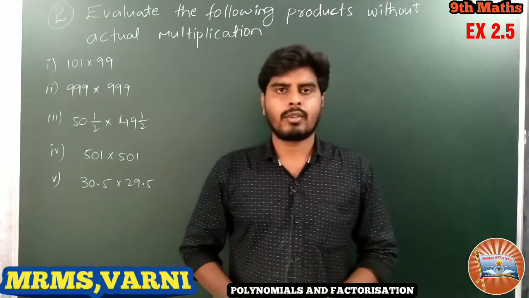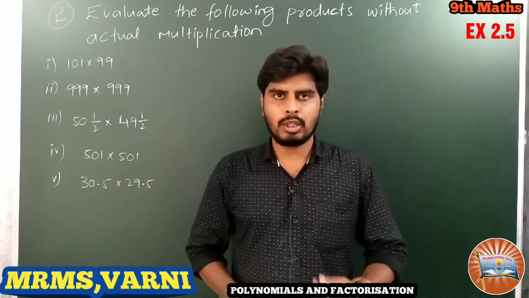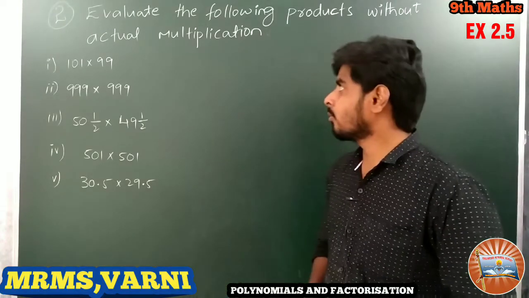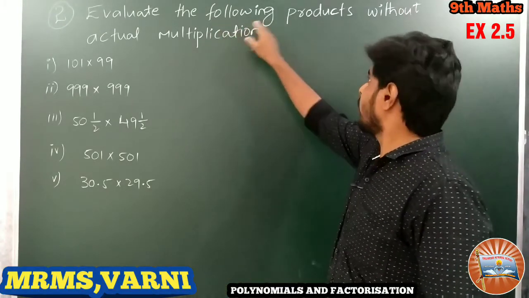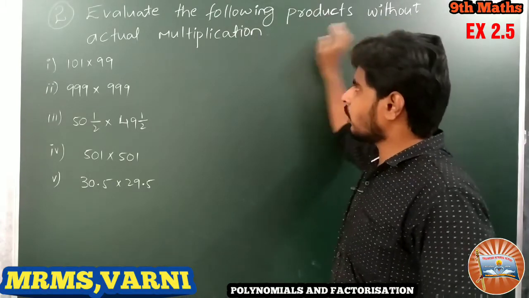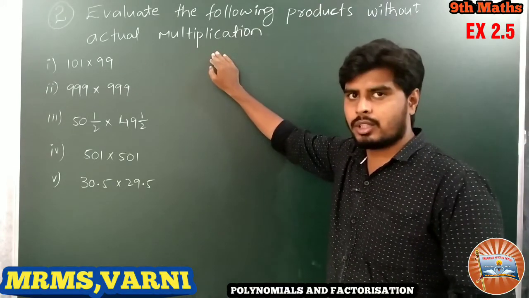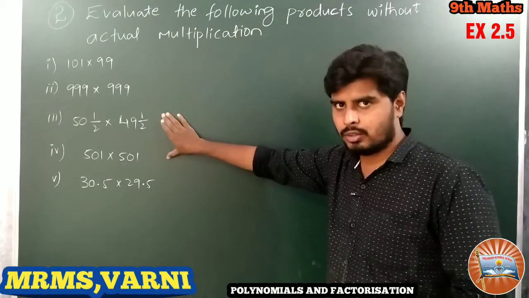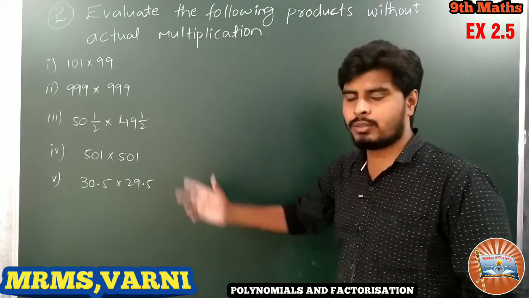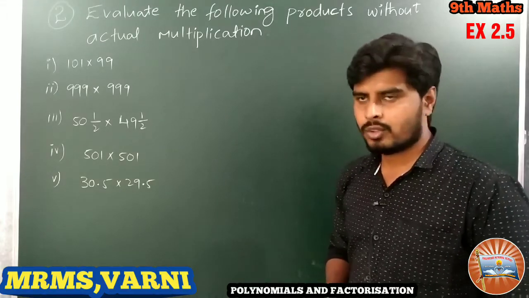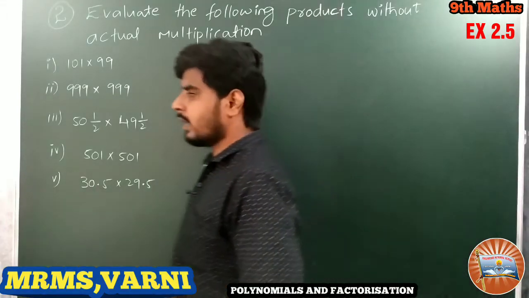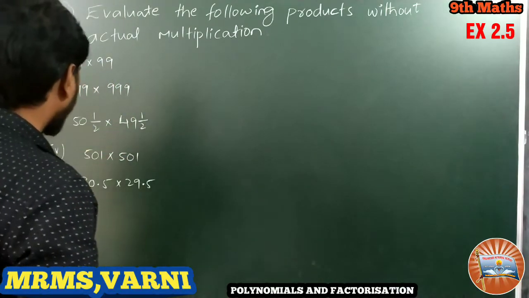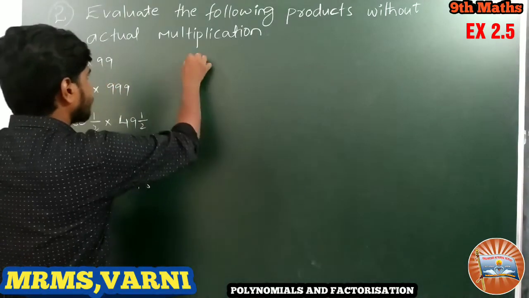Hello everyone, in this video I am going to solve exercise 2.5 problem number 2. Look at the question. Evaluate the following products without actual multiplication. We don't have to multiply here. We have to find this product with the use of identities. We have algebraic identities, and with the use of that we can find these products. Look at the first question.